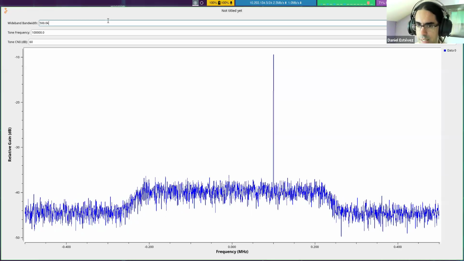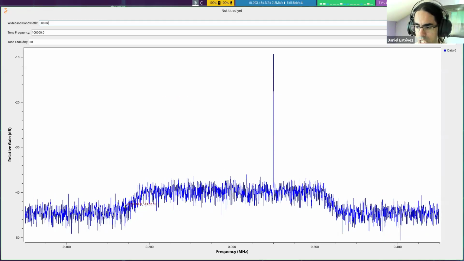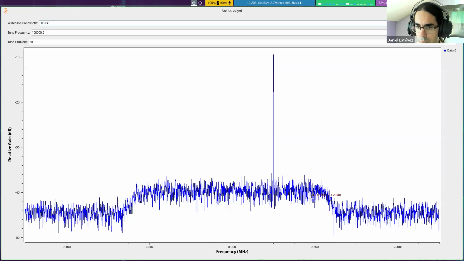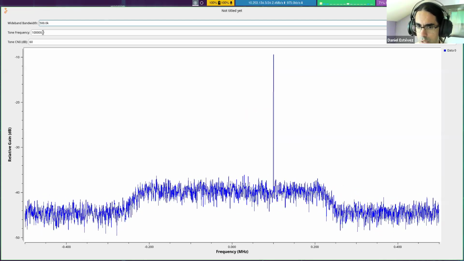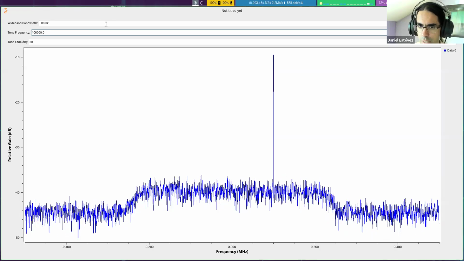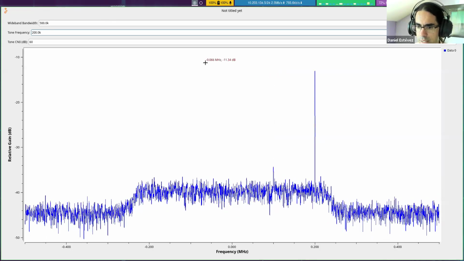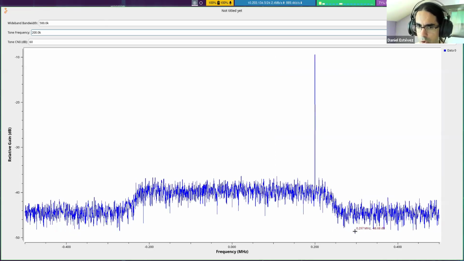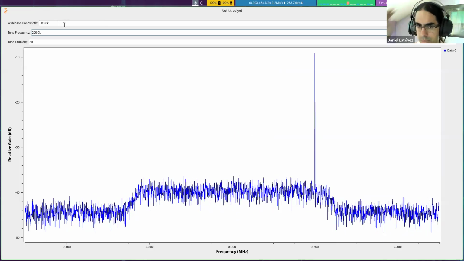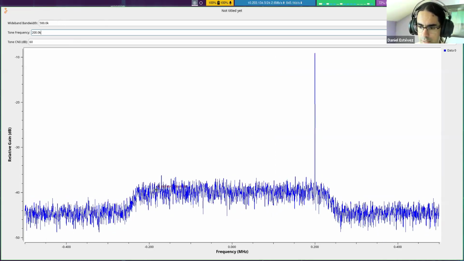So, okay, that's how we can generate this noise. Maybe we want to put it somewhere else, because for the tone, we have this tone frequency and we can choose where to place it. How do we do that for the wideband signal?